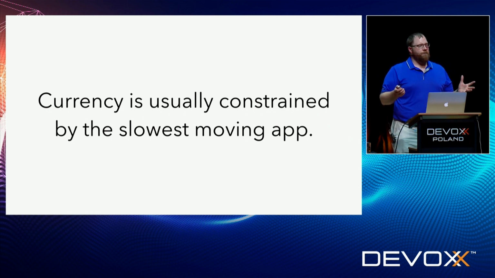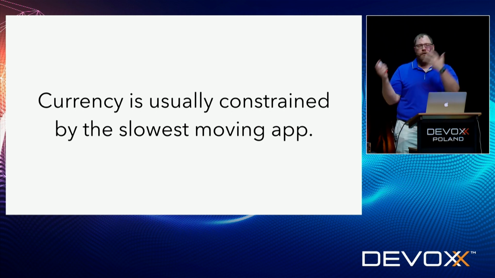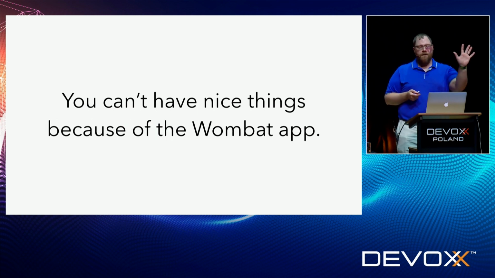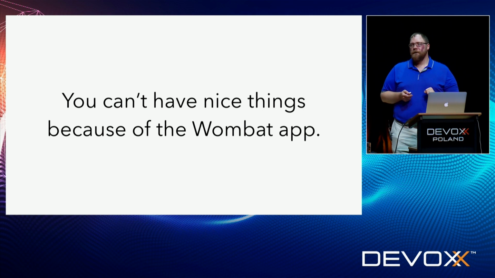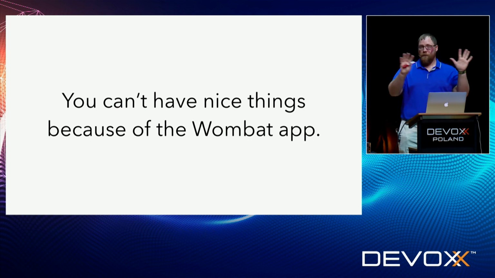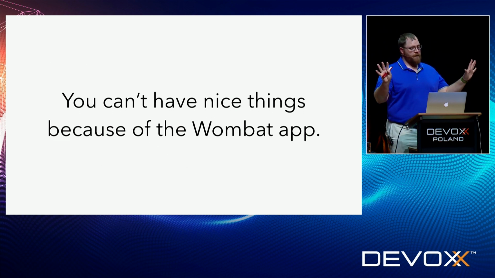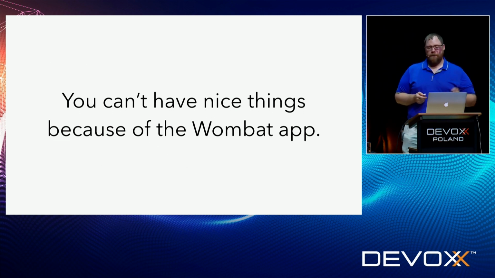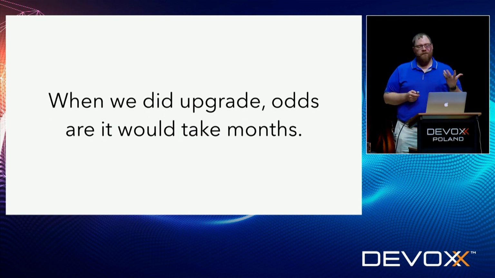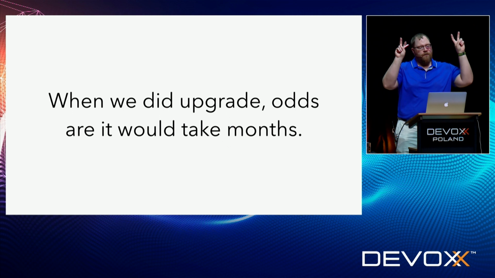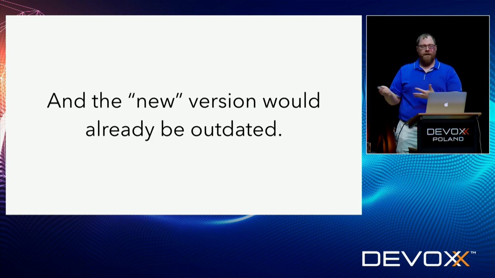You've all been in that situation where I really want to upgrade to the next version of Java or .NET or Node or whatever it happens to be, and you're told, I'm sorry, you can't have that yet. You can't have nice things because we have this really old legacy application, or if you want to be positive, heritage application, that's not ready. And you've probably been in a situation where by the time we actually upgrade, the new version is actually outdated.